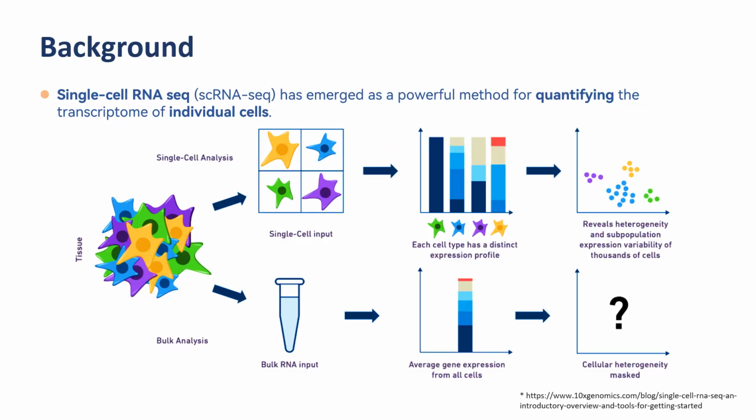To begin with, the innovative technology of single-cell RNA sequencing: unlike traditional bulk RNA sequencing, which measures the average expression of a large number of cells, single-cell RNA sequencing has emerged as a powerful method for quantifying the transcriptome of individual cells.